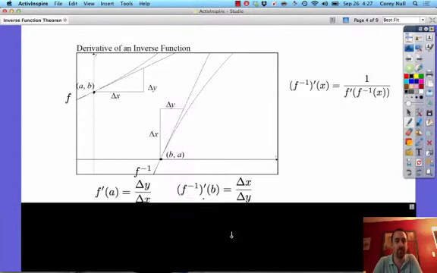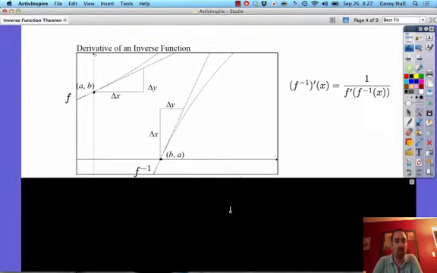Here's the justification. Here's a picture. Over here, let me get my highlighter. Over here I have f, and over here I have f inverse. f and f inverse are just inverses, which means that the x coordinates and the y coordinates have been flipped. This is the point (a, b), this is the point (b, a).